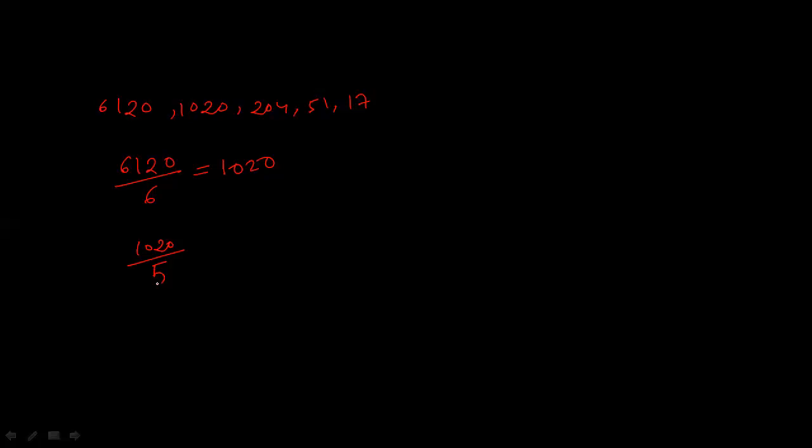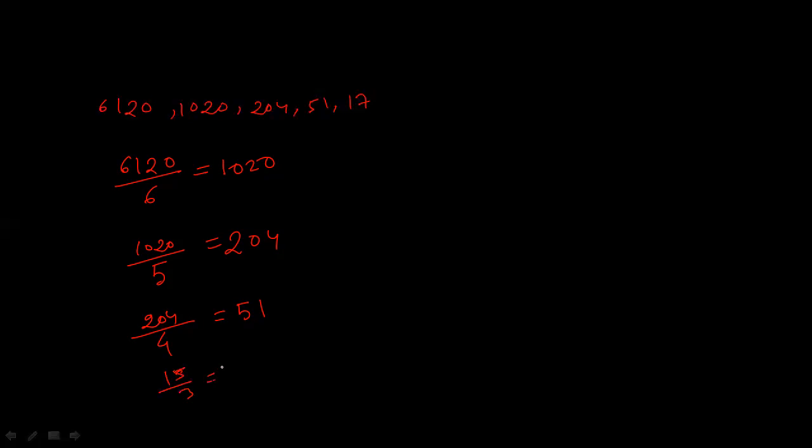Then divide by 5: 5 twos are 10, then 0, then 5 fours are 20, so 240, then again 204. By which number do you divide 204 to get 51? So if you divide 204 by 4: 5 fours are 20, 4, 1 four is 4, so 51.